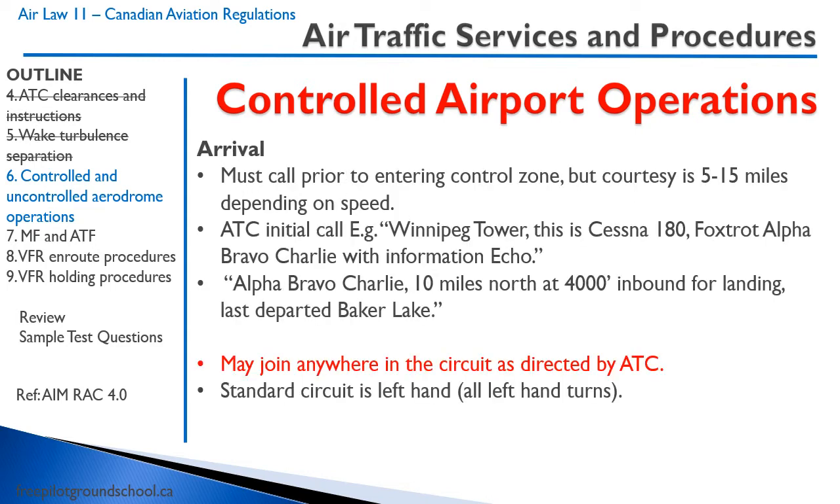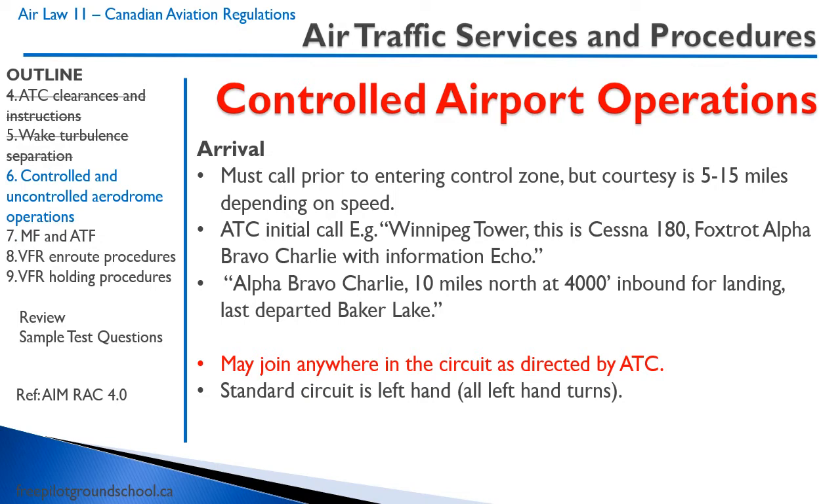Okay, now let's say we're arriving at an airport that is controlled. We have to call prior to entering the control zone. We can see, like we studied earlier, where these control zones are by looking at a map. But the courtesy is that we're going to call 5 to 15 miles ahead, depending on the speed. An aircraft that's traveling at 250 knots, give them plenty of time. Let them know you're coming, as opposed to announcing when you're 5 miles out, oh, here I am, I'm going to be over your airport in basically a minute or two.